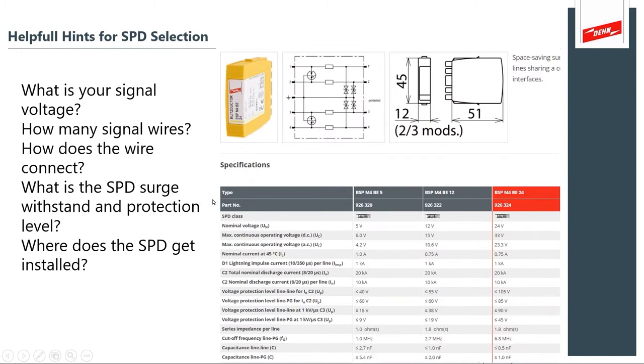Data surge protection is very similar. What is the signal voltage? 5 volt, 24 volt, 4 to 20 milliamp. These are very common applications. How many signal wires? Is this a 2-wire circuit? Is it a 4-wire, perhaps an RS485 circuit? How does the wire connect? Is it a direct punch down block? Is it stripped wires? Is it on an RJ45 connector?